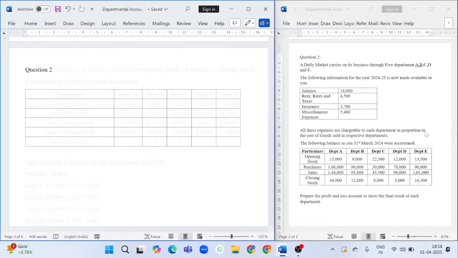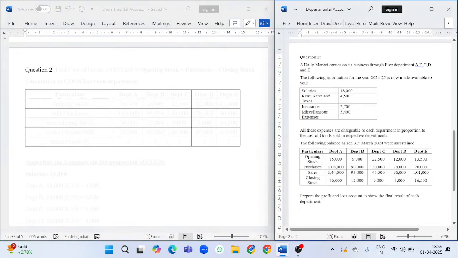So the question is on the right side of the screen, and on the left side of the screen I will be solving the problem. First, let us try to analyze the question. A daily market carries on its business through 5 departments A, B, C, D and E. So a daily market is a company name and it has 5 departments A, B, C, D and E. The following information is for the year 24-25.